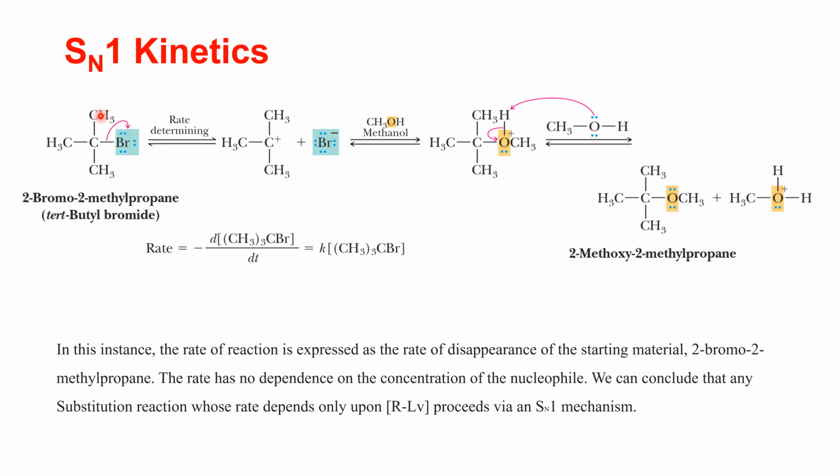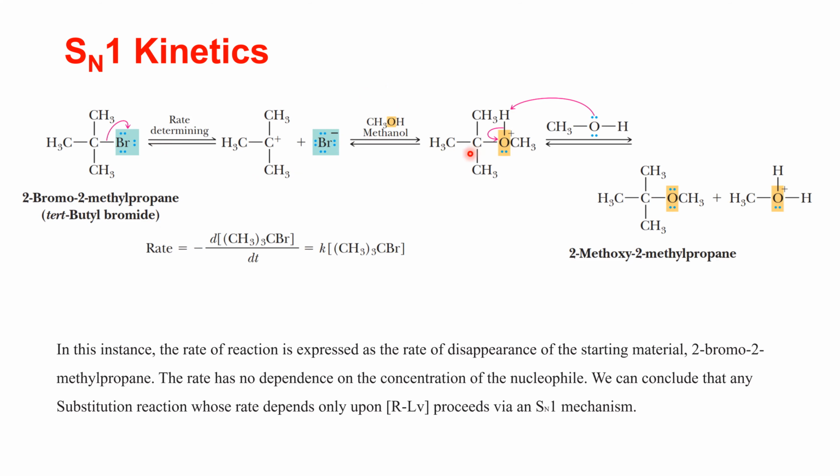So here we can see from the example. For SN1, we have picked a tertiary haloalkane, tertiary butyl bromide, its common name, and its IUPAC name is 2-bromo-2-methyl propane. So the rate determining step is the formation of the carbocation. Then there is Br negative, and then there is the entry of a nucleophile. Here we are using methanol as a nucleophile and as a solvent.